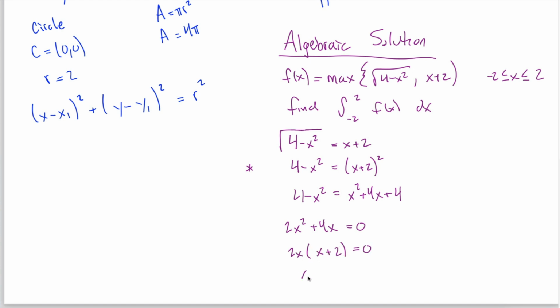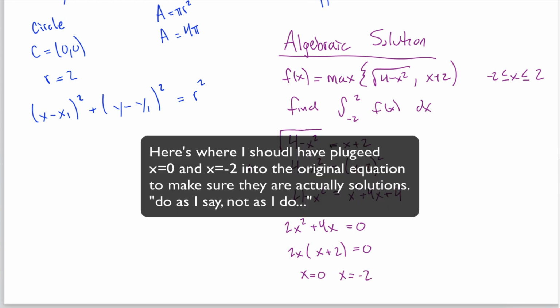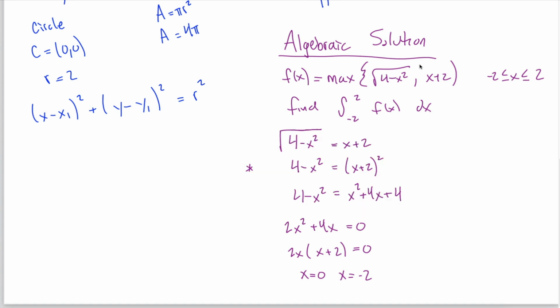So 2x equals 0, in which case x equals 0, or x plus 2 equals 0, in which case x equals -2. What I just figured out are the x values for which these two things have the same height. But what I really want to know are the intervals on which this one is bigger and the intervals on which this one is bigger.